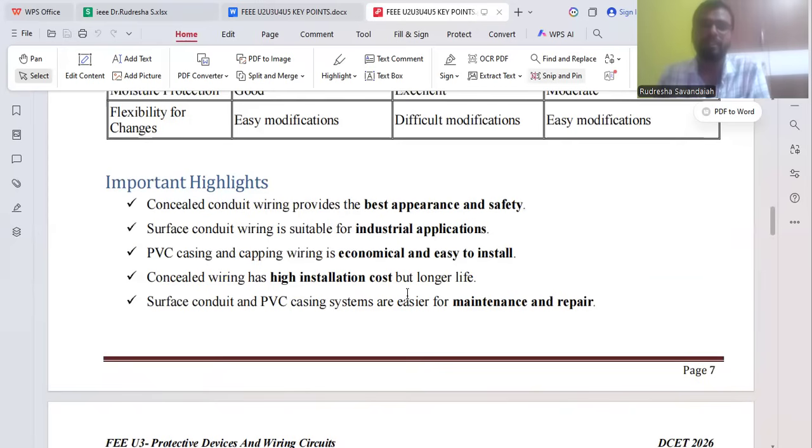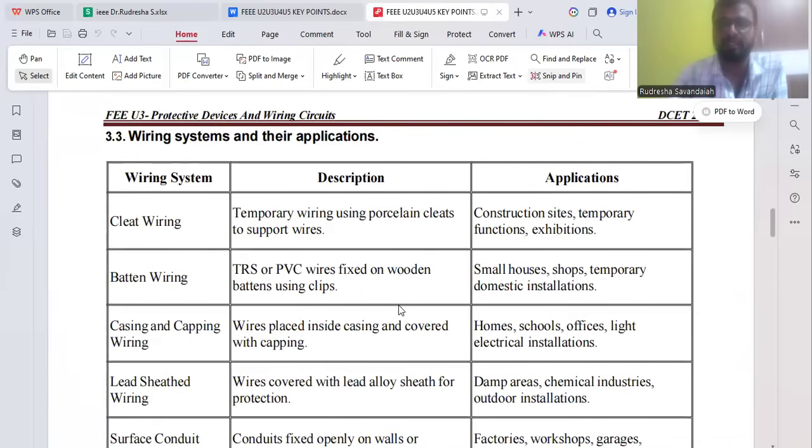See, concealed conduit wiring provides the best appearance and safety. Surface conduit wiring is suitable for industrial applications. PVC casing and capping wiring is economical and easy to install. Concealed wiring has high installation cost but longer life. Surface conduit and PVC casing systems have easier maintenance and repair.